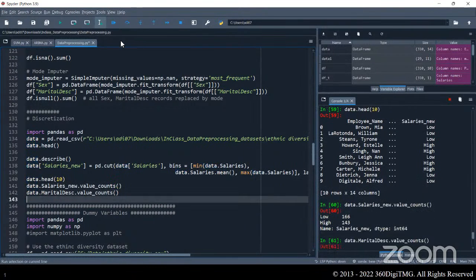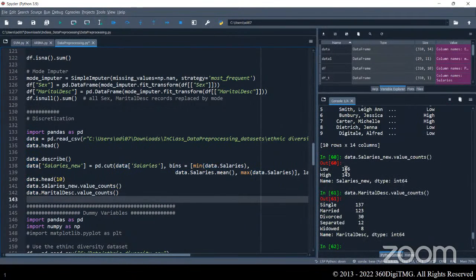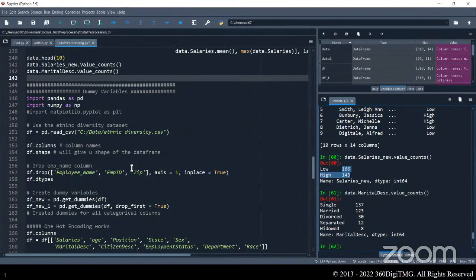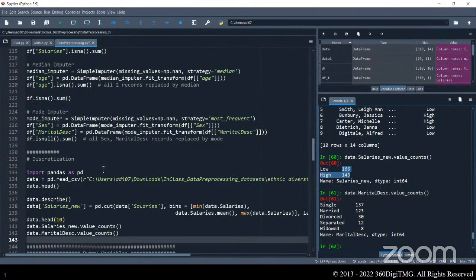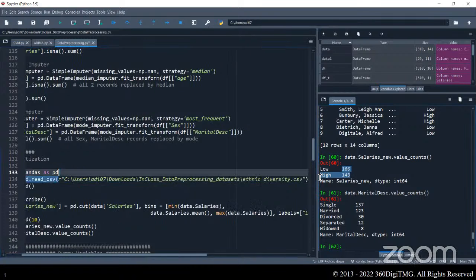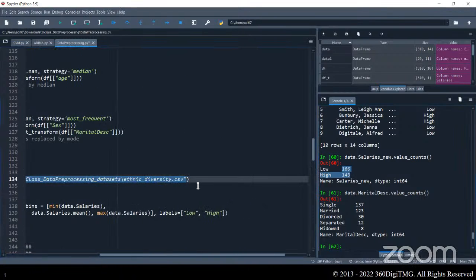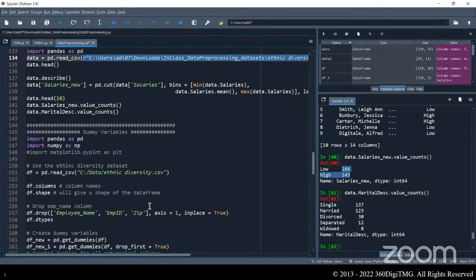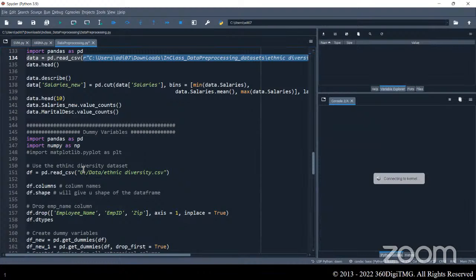So we'll calculate the values, and this is our discretized values. Then we have dummy variable creation. In dummy variable creation, what we do is we replace the categorical values with some sort of dummy variables. So let me restart the console here.